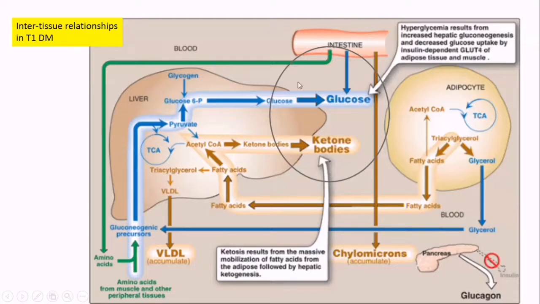This is very important, and try to learn this diagram. Just put arrow marks: liver, glucose, intestine, and muscle. So what about these ketone bodies? As I told you, pyruvate goes to acetyl-CoA and acetyl-CoA to ketone body production. The ketone bodies are increasingly produced from the massive mobilization of fatty acids from the adipose tissue, followed by hepatic ketogenesis. Here from the pancreas you can see there is a total absence of insulin production, whereas glucagon is still active, which stimulates gluconeogenesis.